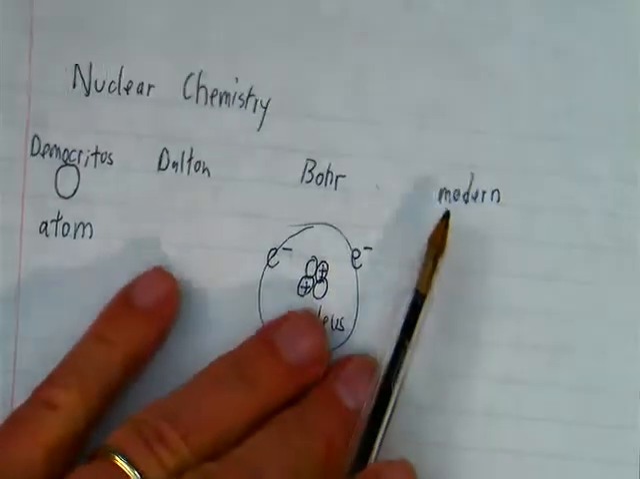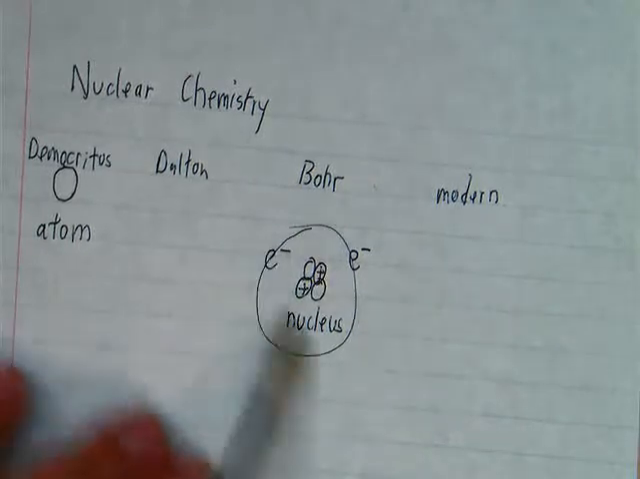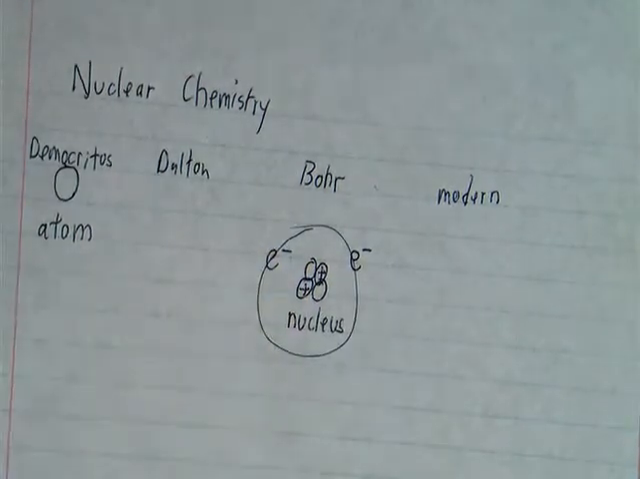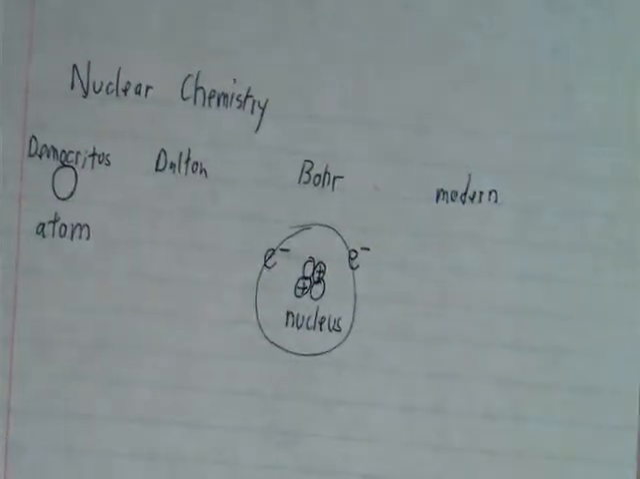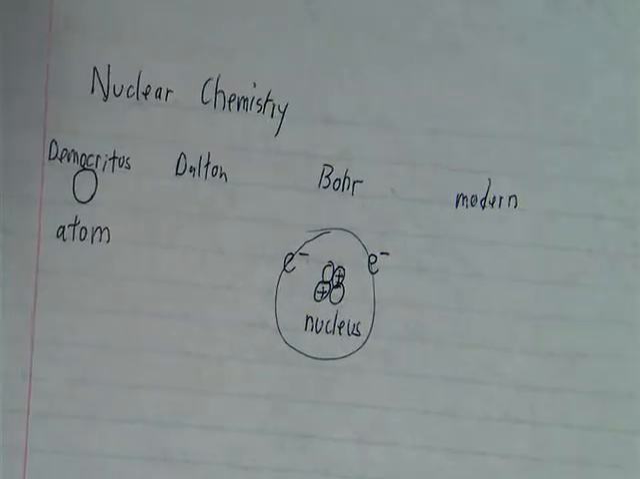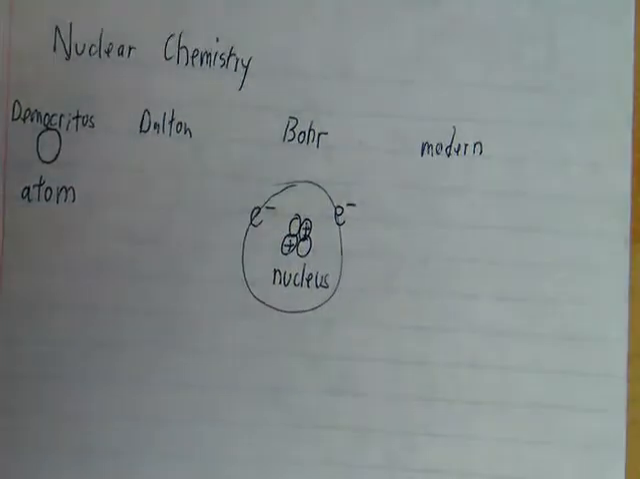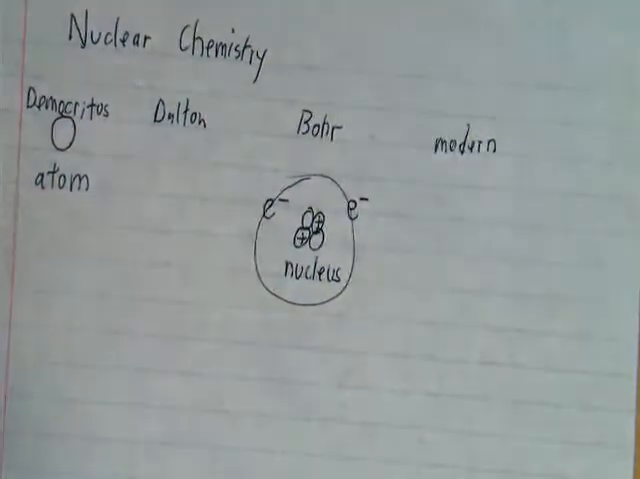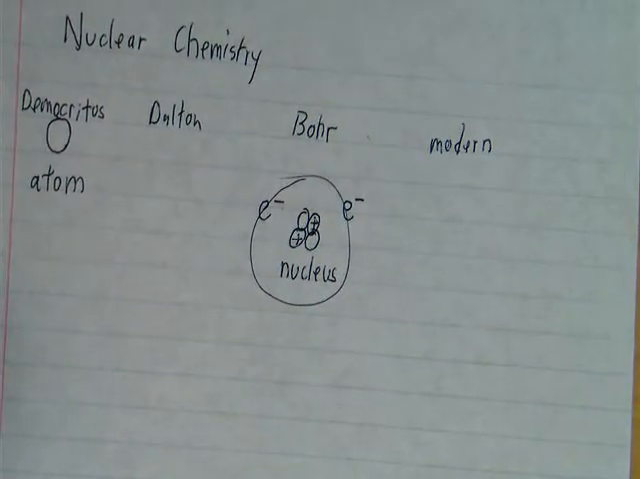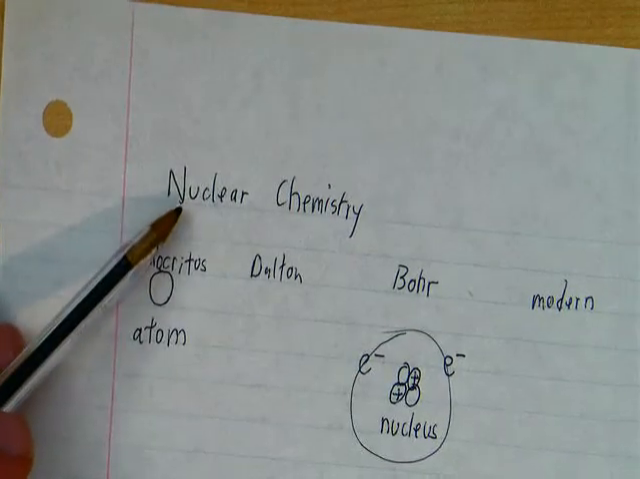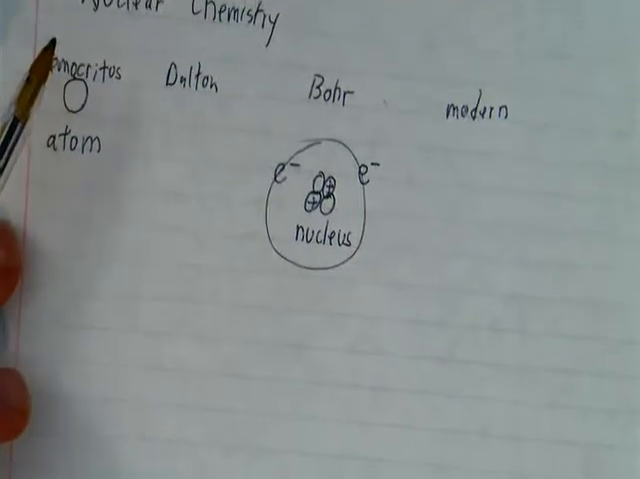Okay, the more modern view would be to say, oh, this is actually a probability cloud, and we're not sure at any one moment where the electron can be found. And that's all true, but it's not necessary to have that deep modern understanding for this new topic that we're going to be getting into.